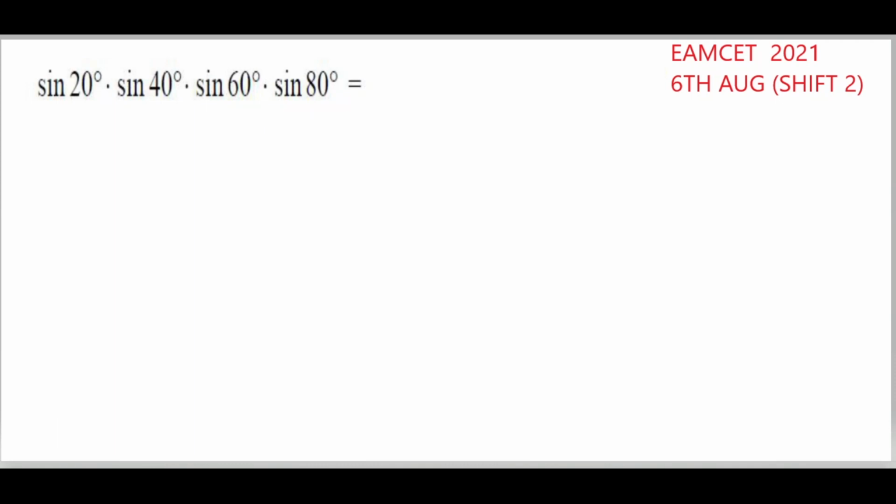sin 20° into sin 40° into sin 60° into sin 80°. We know that sin 60 value is √3 by 2. So this is √3 by 2 into sin 20 sin 40 into sin 80.